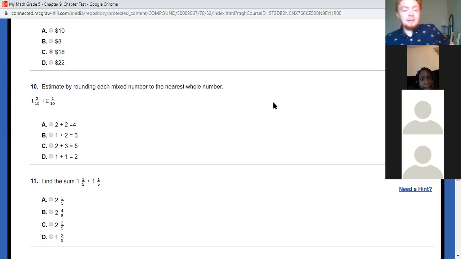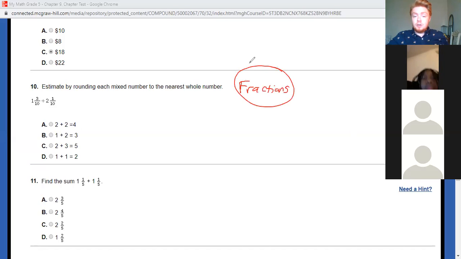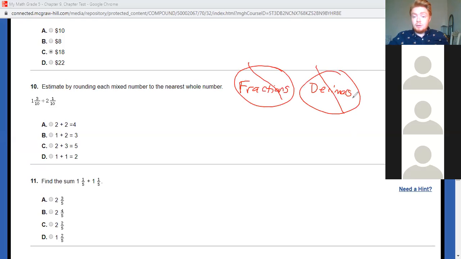Okay, next. Estimate by rounding the mixed number to the nearest whole number. All right. This one's going to be a little bit hard because you are rounding a fraction to a whole number. As you know, our whole numbers are not fractions, and we can't do decimals because that is not a whole number. So we can't do fractions or decimals, but this is a fraction. So how do we turn both of those into just a normal whole number?